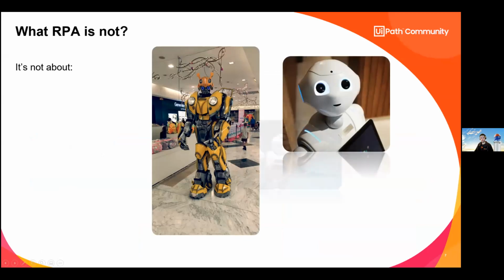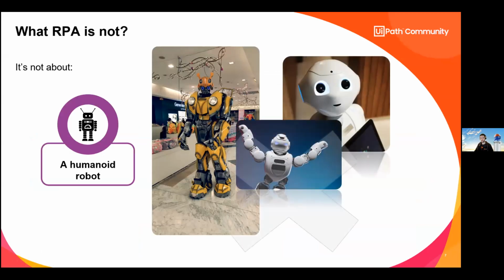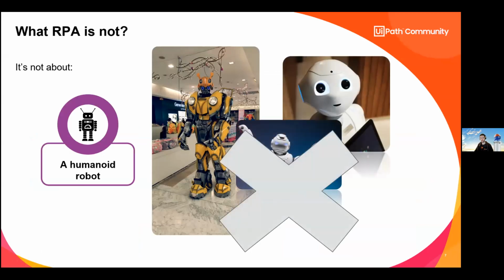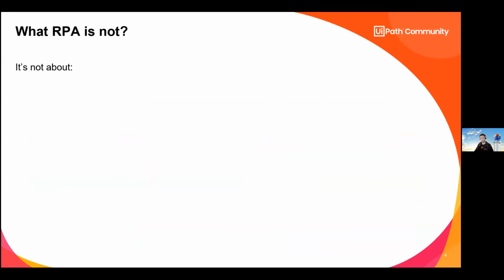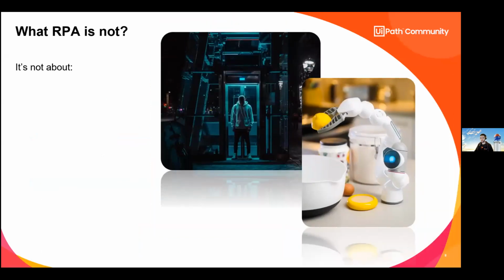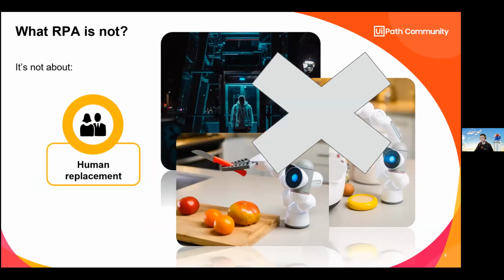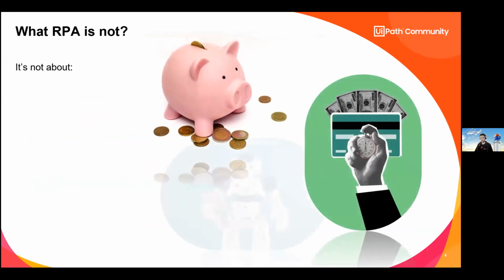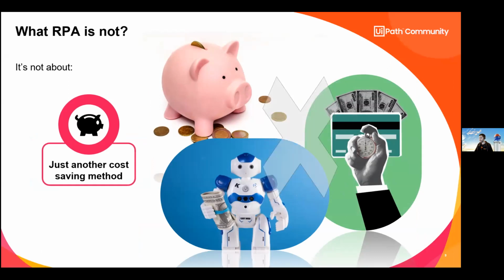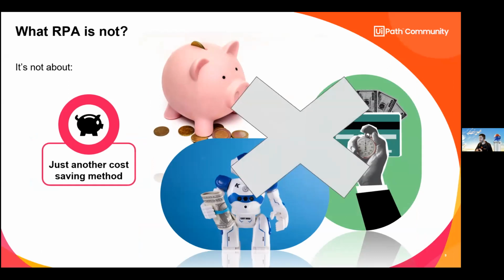But before going forward with that, we need to know what RPA is not, so we don't have any misconceptions about it. RPA is not a humanoid robot. It's not a replacement for humans. And it's not just another cost-saving method, right? It's much more than that. It's about automating repetitive, time-consuming tasks and processes so we can get better efficiency and time utilization.